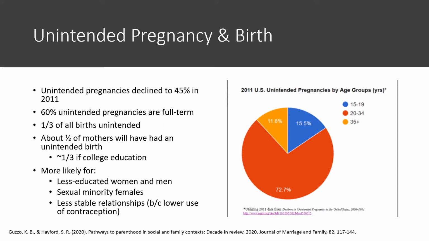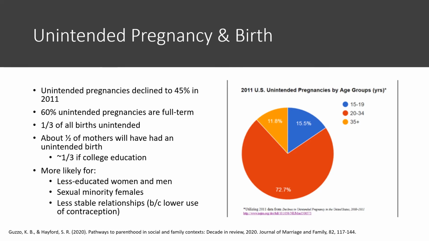Okay, so moving on to unintended pregnancies and births. These declined from a little over half to more like 45% in 2011, and that's the most current data I've been able to find so far. About 60% of unintended pregnancies are carried to full term. And so about 1/3 of all births that happen are unintended. Over all of their childbearing years, about half of mothers will have at least one unintended birth. If they have a college education, then that goes down to about 1/3 of mothers.